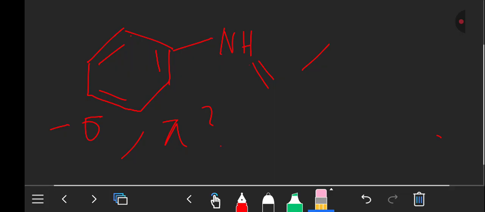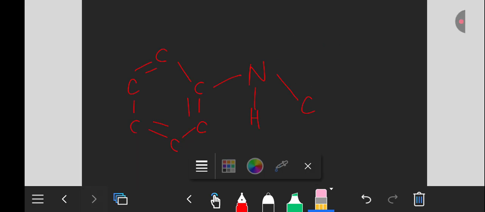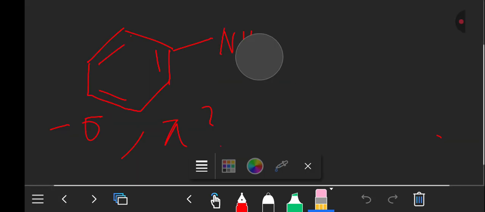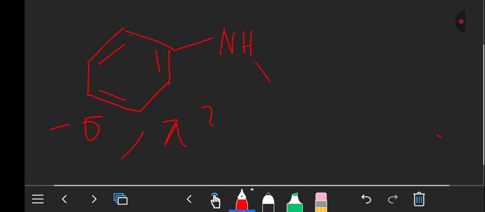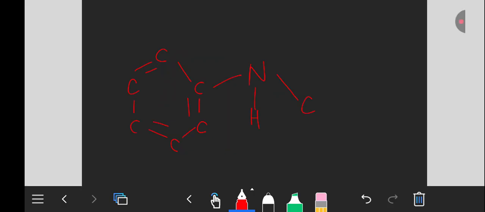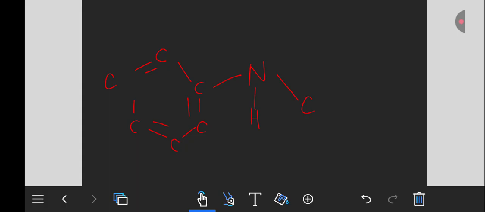So actually it should be like this. Okay, so here, it is like that. There's a single bond, then there's a bend here like that. Then there's oxygen, then there's like that. Okay, so this is the question which was asked. So now let's interpret this.